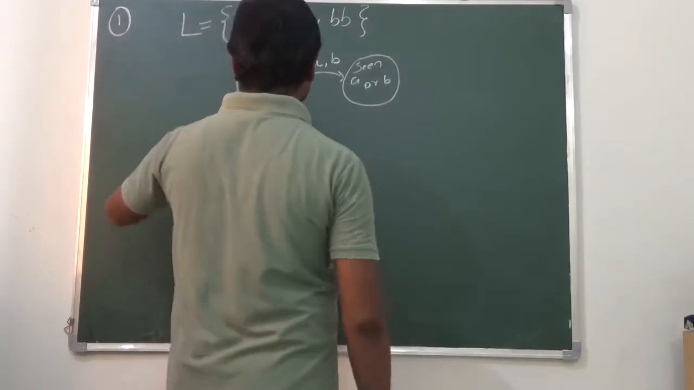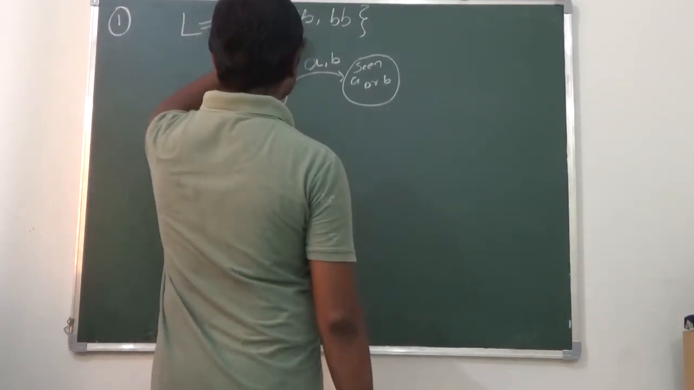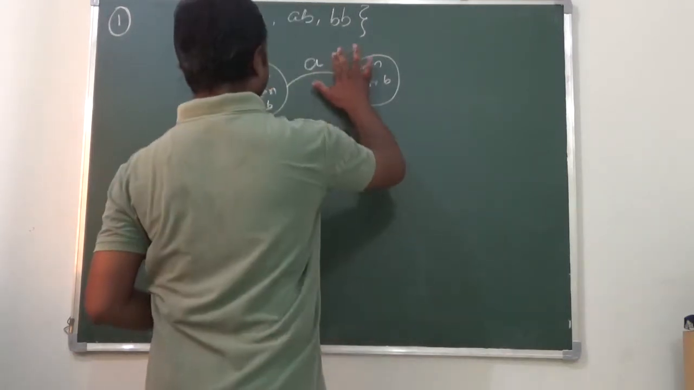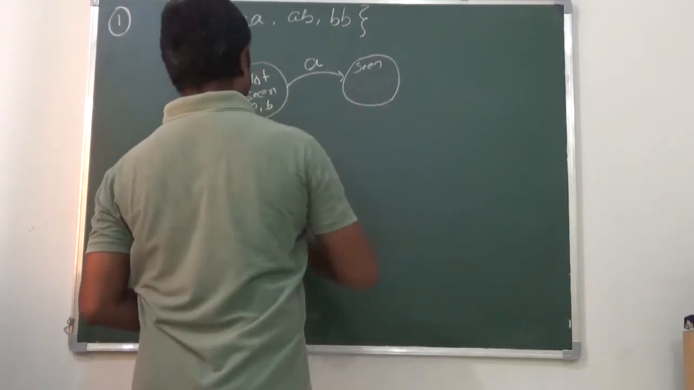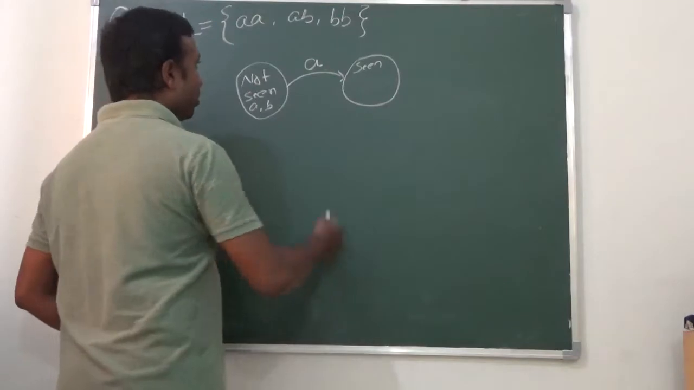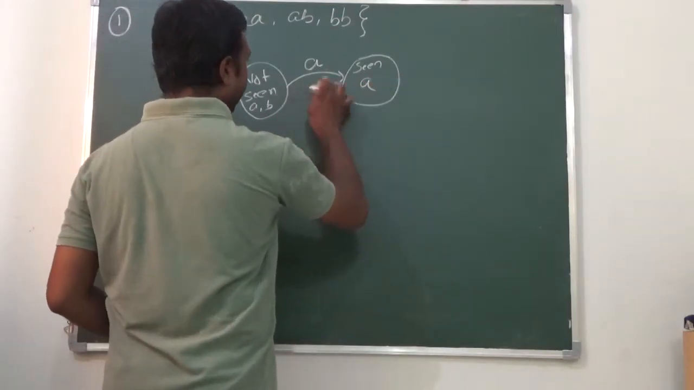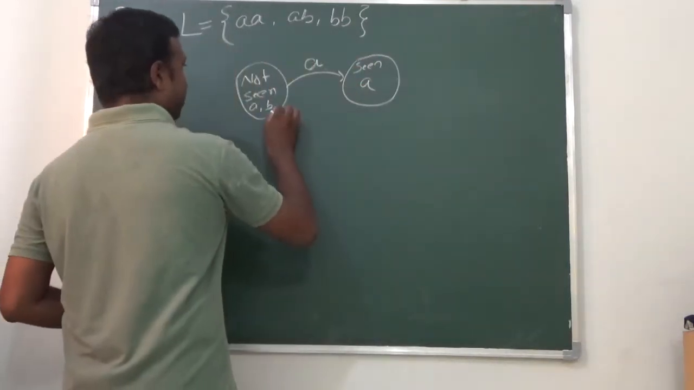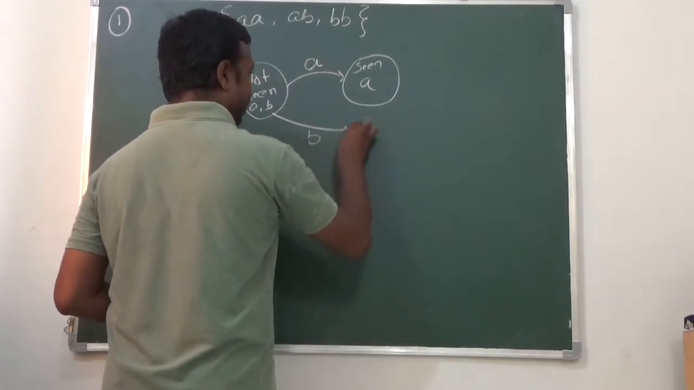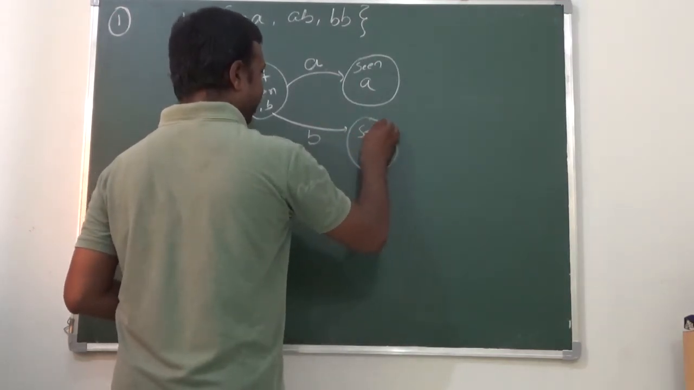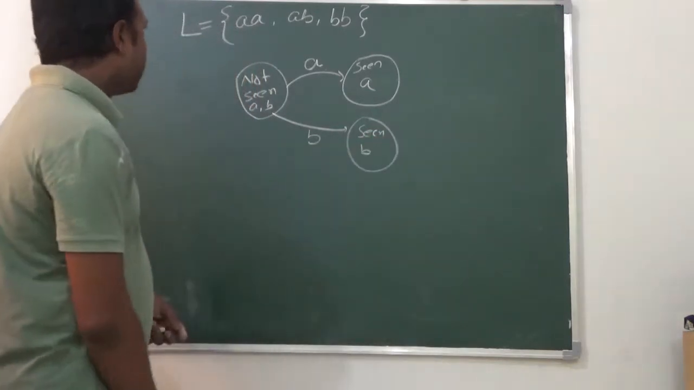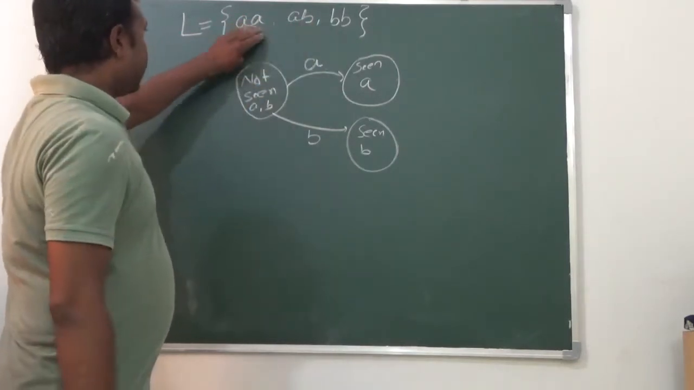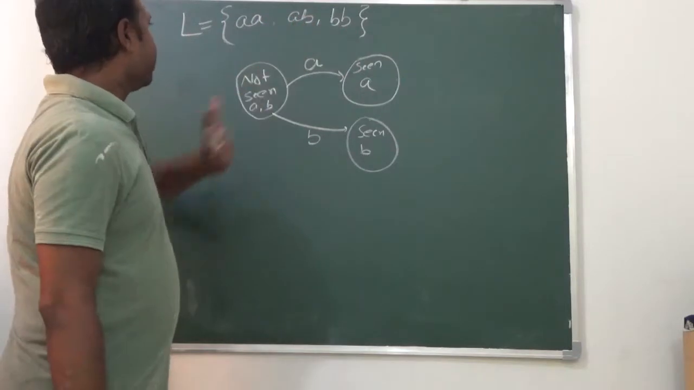Now for the next symbol, let us say I am defining it like this. I have not seen any A or B, so I have seen A. By having A, you go to the state which says I have already seen A. If you have seen B, then you go to this state and you say I have seen B. Now the strings are either starting with A or starting with B.